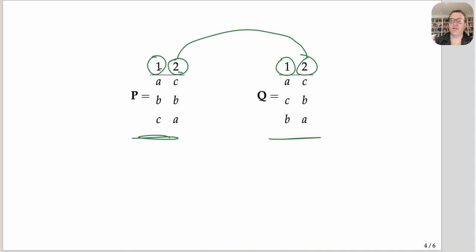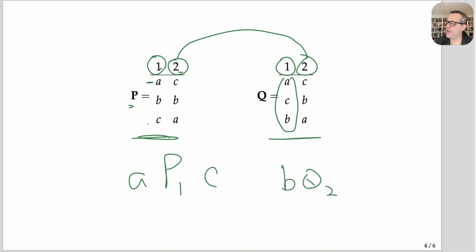Voter 1, however, submits different rankings in profile P than in Q. So in profile P, voter 1 ranks A above B above C, but in Q ranks A above C above B. So just some notation, we will write, for example, that voter 1 ranks A strictly above C. That means voter 1 ranks A above C, and in Q, for example, voter 2 ranks B above A.